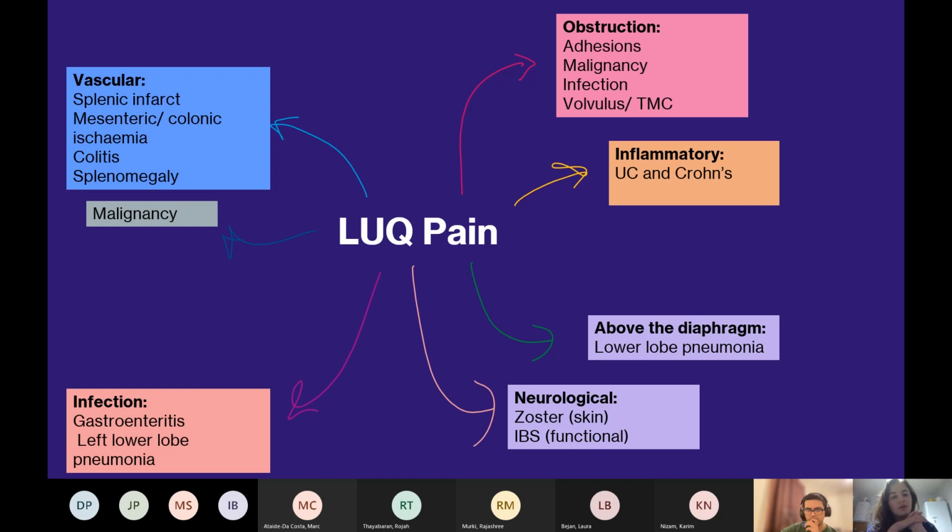So if we're thinking more about specific pathologies rather than locations, and we're thinking about our vitamin D structure, which I totally have not done here, what underlying etiologies could we have as a differential for left upper quadrant pain that we would be worried about?